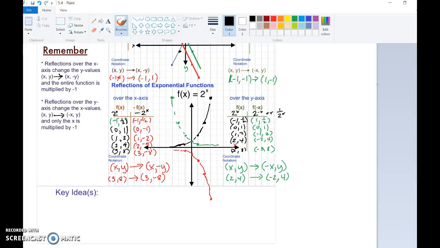Now it's time for you to write a key idea. And remember, a key idea is something that you want to remember. What is going to help you remember? Write the actual thing. Don't write, I have to reflect over the x-axis. Explain what happens when you reflect over the x-axis. The key idea is something that you should be able to read and know exactly what this lesson was about.